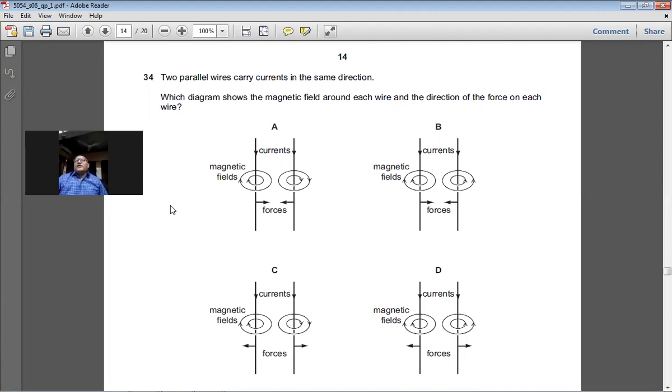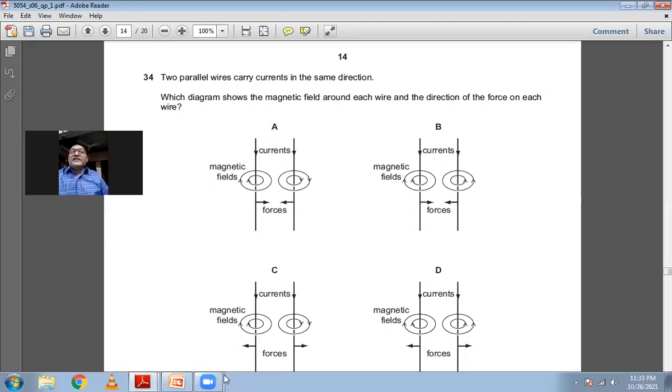So A is showing attraction, B is showing attraction, so they can be the answers. C and D cannot be the answers because they are showing repulsion. So C and D are out of question. Now A and B. Now I can check the magnetic field by using the right hand rule, according to the right hand rule.